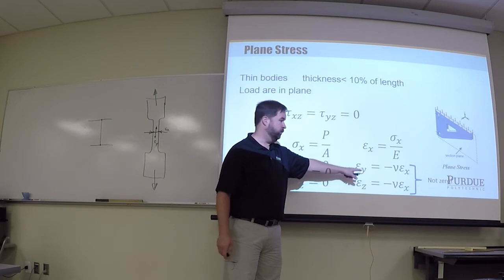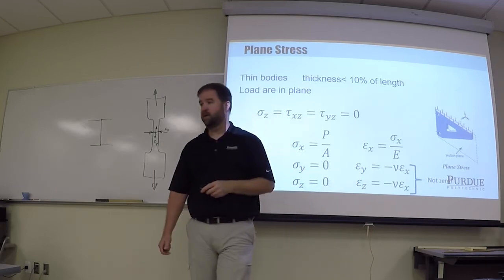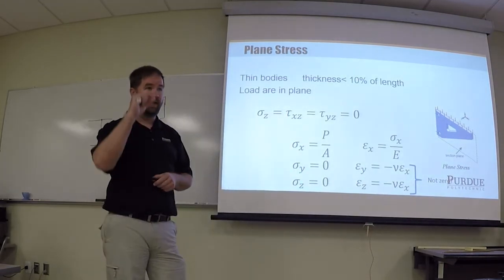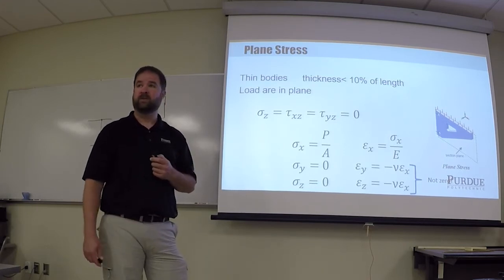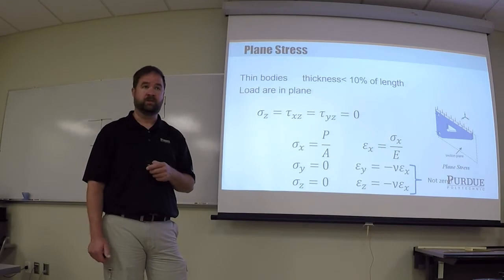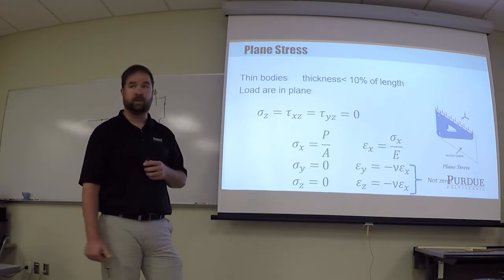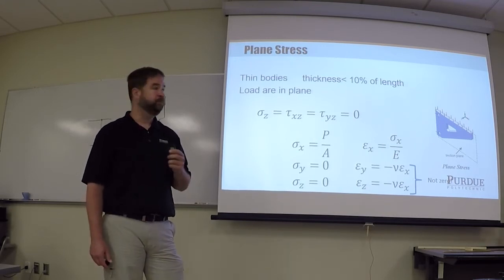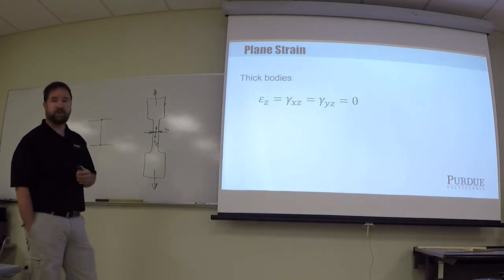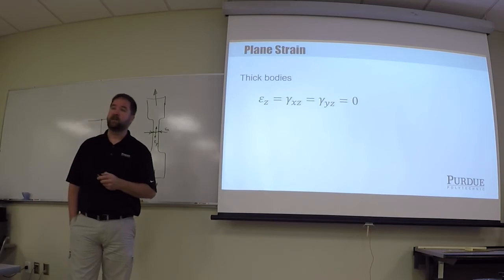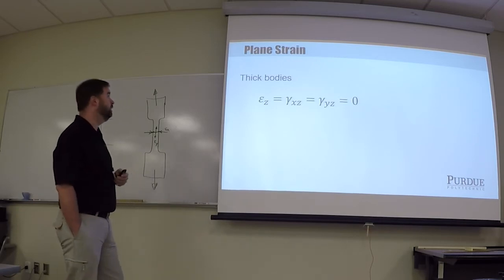So, one objection you might have is, I did this result, so I assume that it's thin, but I'm still getting strains in the z direction. Well, yeah, mathematically, there's still strains in the z direction because of Poisson's ratio. But we're assuming that there's no loading in those directions. Okay? All right. The other type of scenario that we might look at is called plane strain.